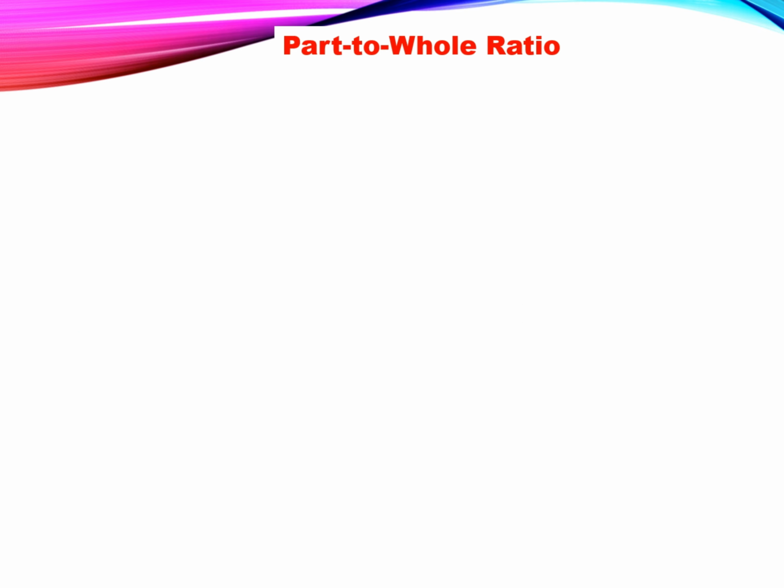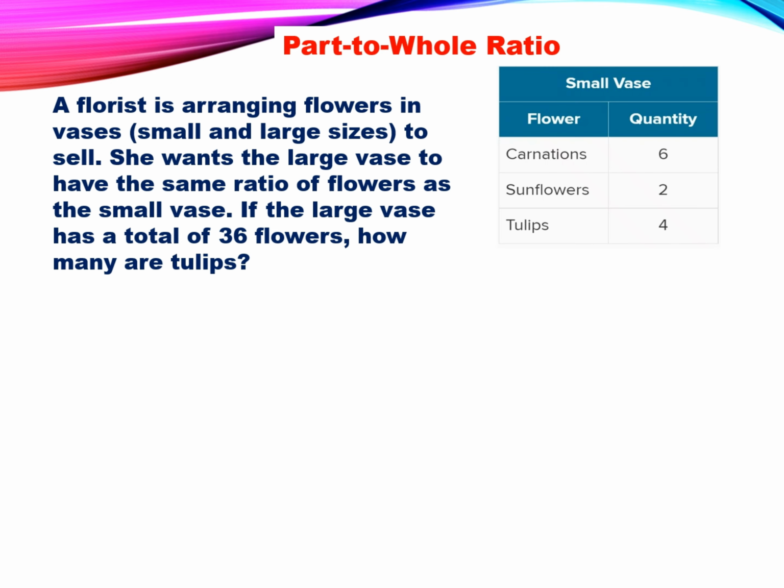We have the part to whole ratio. Here we compare the part to the whole or the part to the total. A florist is arranging flowers in vases, small and large sizes, to sell. She wants the large vase to have the same ratio of flowers as the small vase. If the large vase has a total of 36 flowers, how many are tulips? Here we can see the table that shows the number of flowers that we have in the small vase.